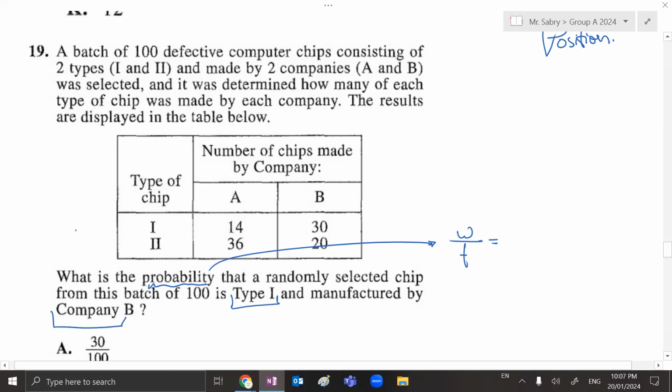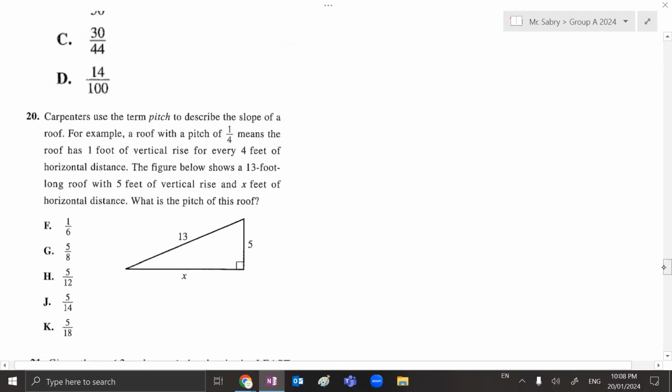So how many are in type 1? This entire row goes for type 1. Manufactured by company B, then this column goes for company B, which makes 30 to be this wanted part. 30 are the ones that are type 1 and also manufactured by company B, over the total, and they already told me this is a batch of 100, so it's 30 over 100. You look at the choices, it's A.